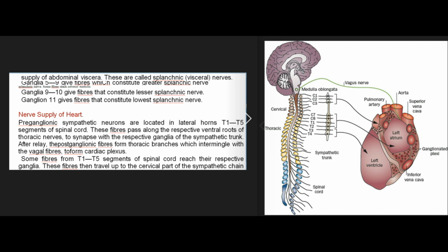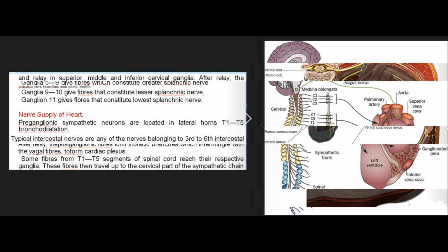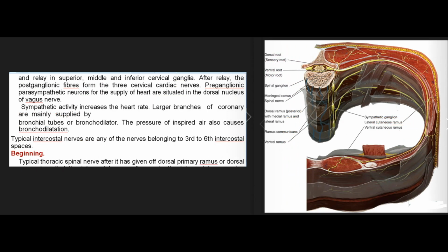Some fibers from T1-T5 segments of spinal cord reach their respective ganglia. These fibers then travel up to the cervical part of the sympathetic chain and relay in superior, middle, and inferior cervical ganglia. After relay, the postganglionic fibers form the three cervical cardiac nerves. Preganglionic parasympathetic neurons for the supply of heart are situated in the dorsal nucleus of vagus nerve. Sympathetic activity increases the heart rate.